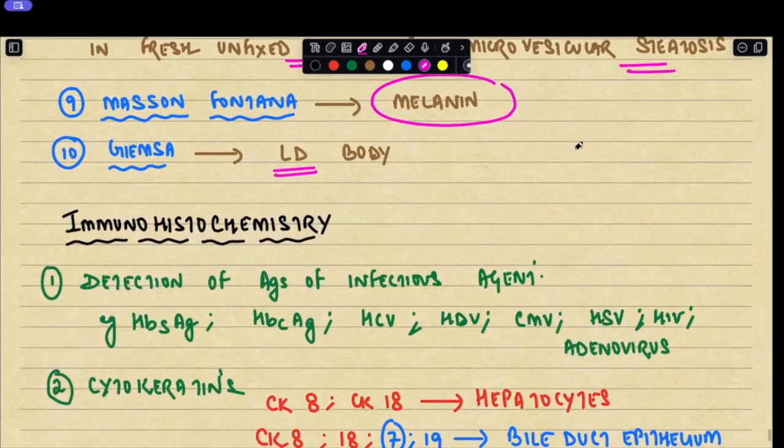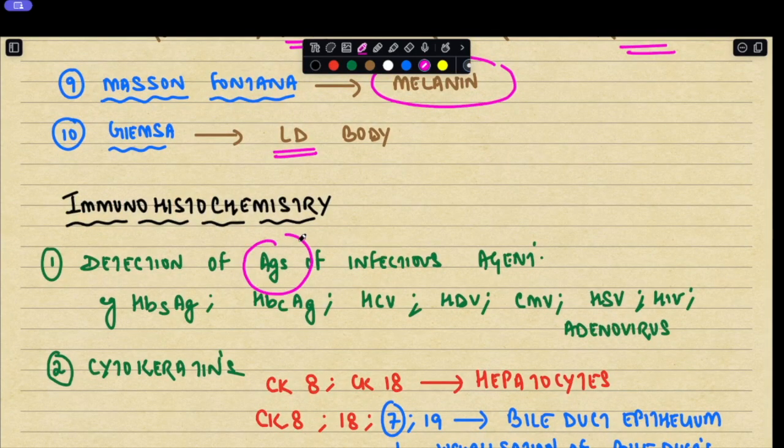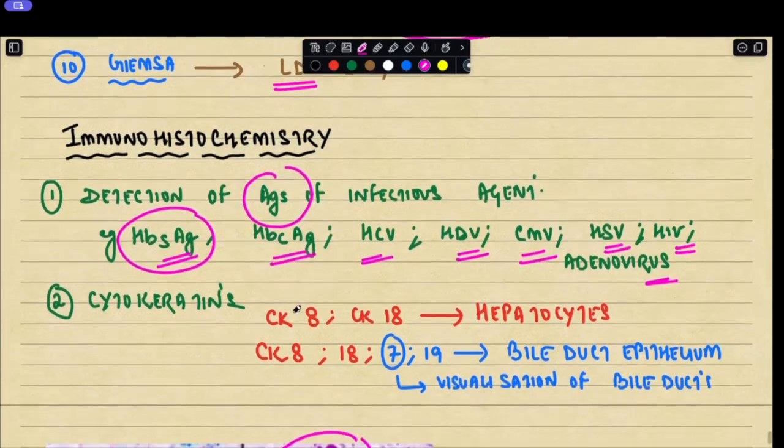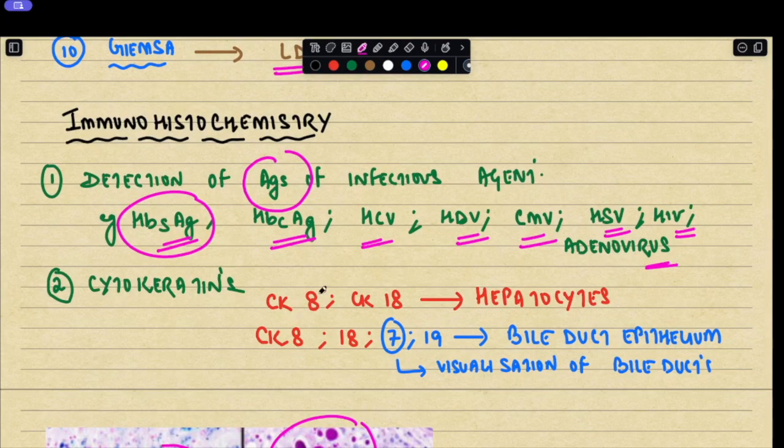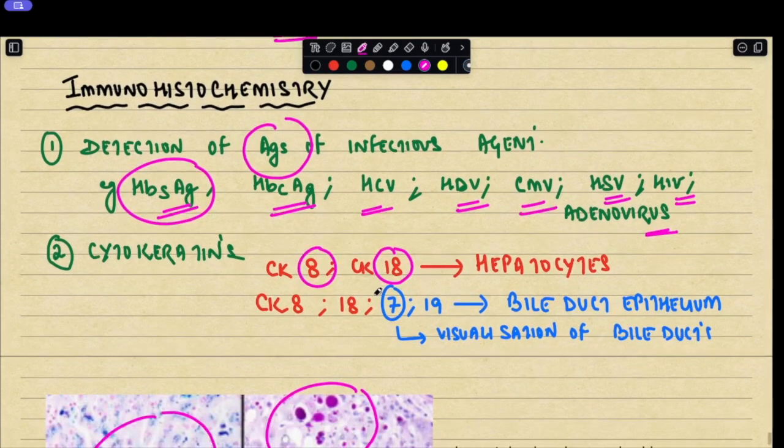Now, IHC again is very important for detection of antigens of infectious agents like HBsAg, HBcAg, HCV, HDV, cytomegalovirus, herpes simplex virus, HIV, adenovirus. For example, HBsAg shows cytoplasmic positivity. HBcAg shows both nuclear as well as cytoplasmic positivity. Now, cytokeratins positive mainly in the hepatocytes are CK8 and 18, whereas the bile duct epithelium shows positivity for 8 and 18, but specifically for 7 and 19. So these are specific for the bile duct epithelium. For visualization of bile duct, this is very important.